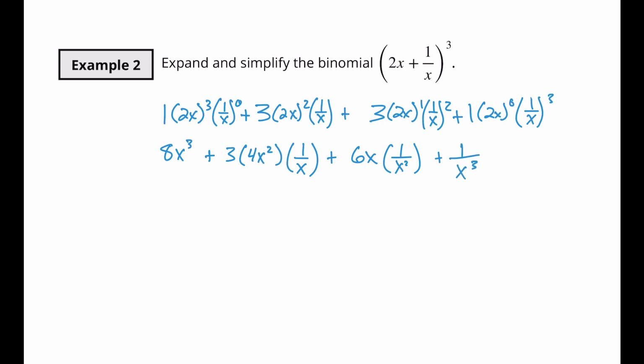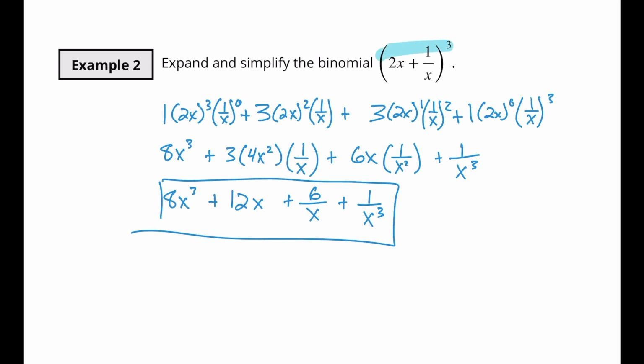All right, let's do a little bit more simplifying. So here we've got 8x cubed plus 12. Now I've got x squared in the numerator, and that's getting divided by x. So I'm just going to be left with 12x. Now here I've got 6. I've got 1x that would go in the numerator. I've got x squared in the denominator. So I'm going to have 6 over x. And then finally 1 over x cubed. And here is your expansion of this.